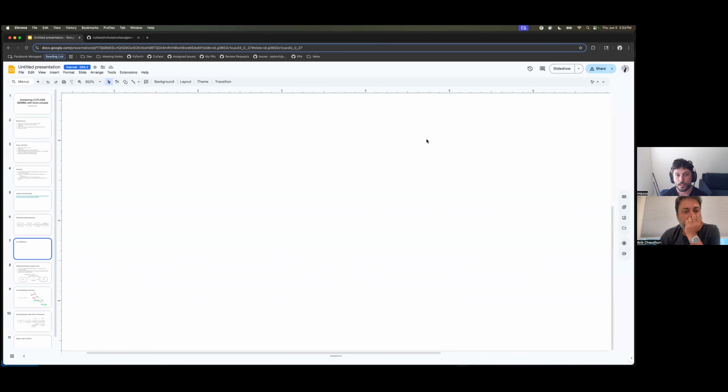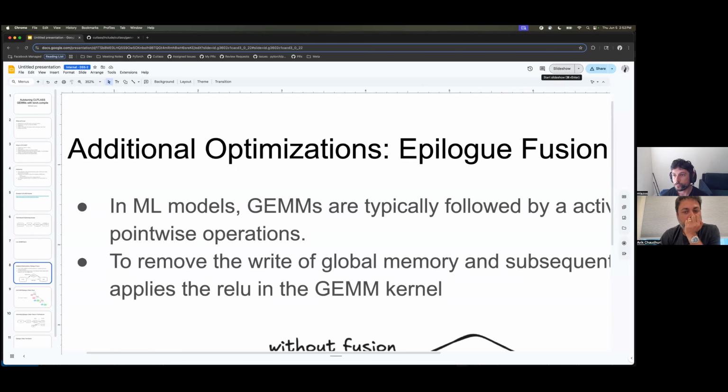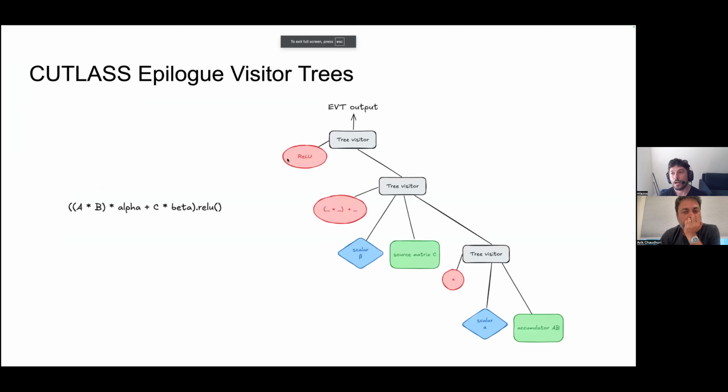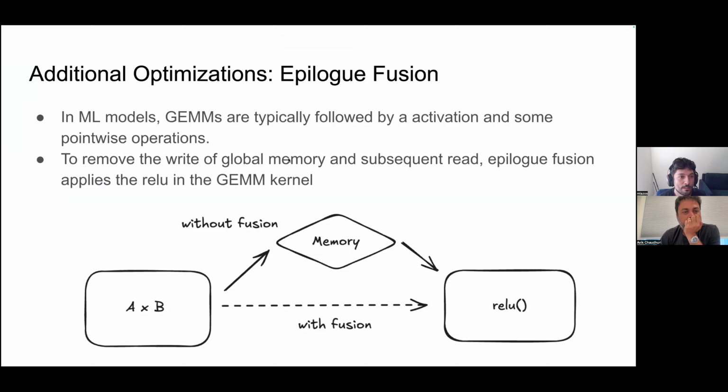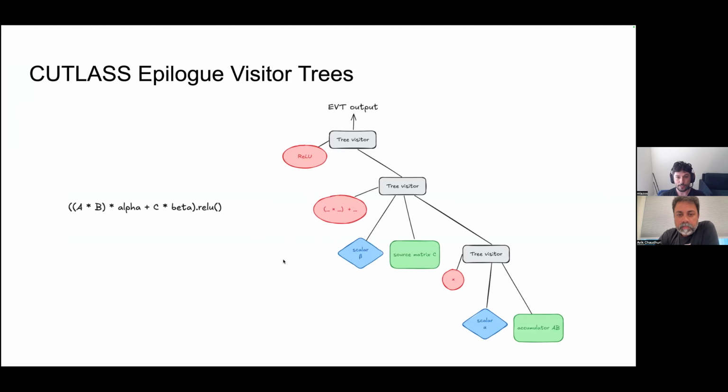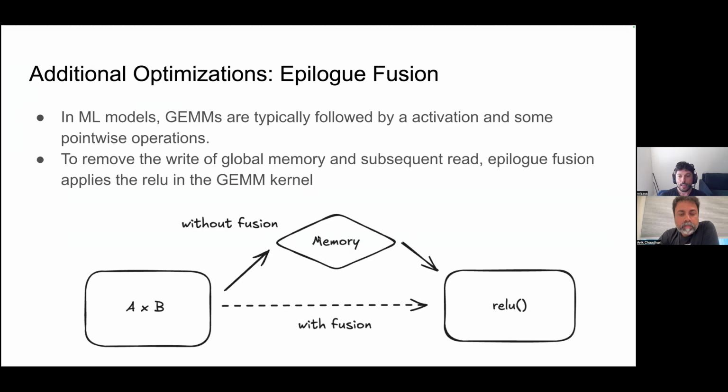Okay, now I'll continue into epilogue fusion. In ML models, typically you'll have a gemm followed by an activation and some pointwise operations. What usually happens is that the result of the gemm is written back to global memory. After we do the matmul, we write the result back to global memory, and then we read it back in the ReLU kernel to perform the ReLU. With fusion, we're taking this ReLU and putting it directly into the main loop of the matmul. This eliminates the read and write, which will give you better performance.